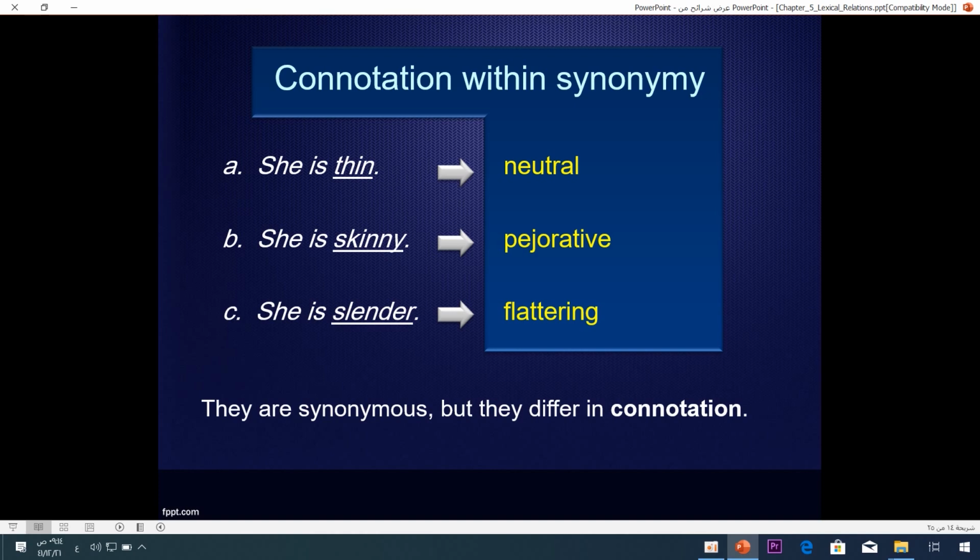So if you say, hey, you are skinny. Skinny means معضم, مجلدم in Arabic. That is pejorative, انتقاصي, derogatory, ازدرائي. And when you say she's slender, Sami is slender, it means رشيق. You can say that this horse is slender, رشيق, so flattering, مجاملة, مدح. So they are synonymous, but they differ in connotation.